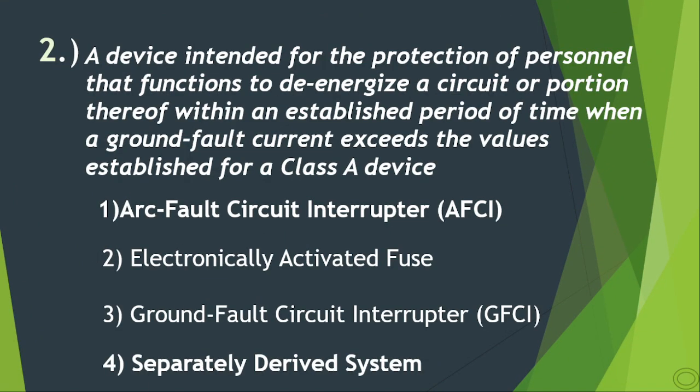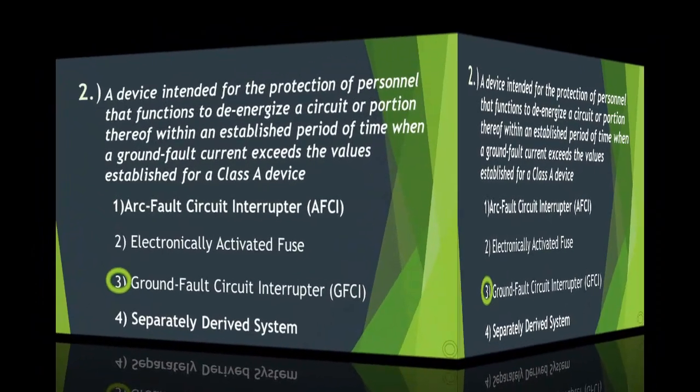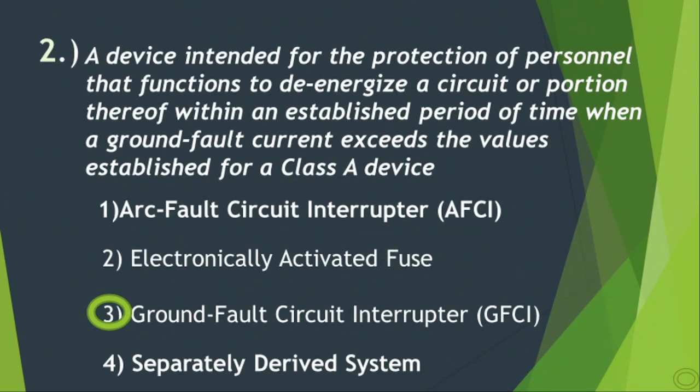Number 2. A device intended for the protection of personnel that functions to de-energize a circuit or portion thereof within an established period of time when a ground fault current exceeds the values established for a Class A device. A. Arc fault circuit interrupter. B. Electronically activated fuse. C. Ground fault circuit interrupter. D. Separately derived system. Answer is C. Ground fault circuit interrupter.